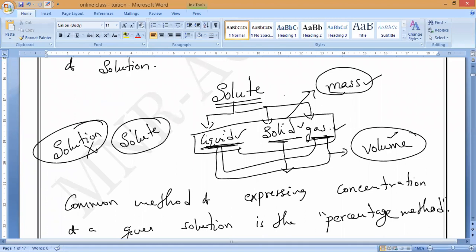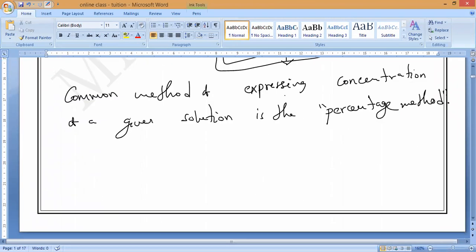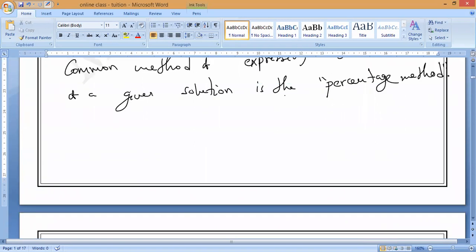So depending upon the type of solute dissolving in the solution, this percentage concentration of a solute can be found by two methods. One is by mass and second one is by volume.